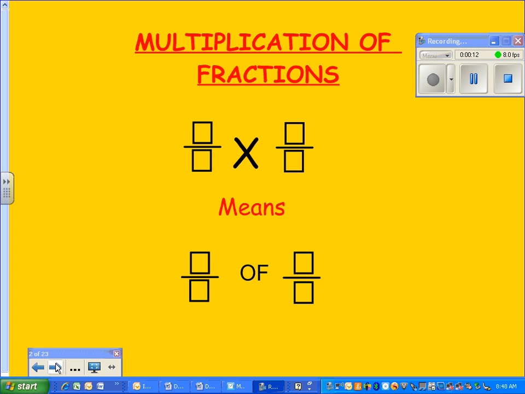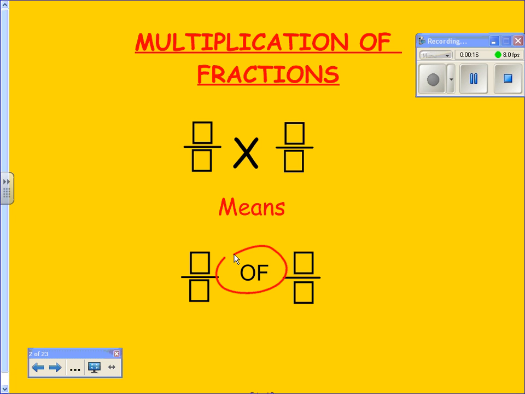One thing that I want to point out is that whenever you're doing word problems with multiplying fractions, the word "of" means to multiply. So if I said, what is two-thirds of 5, that would mean 2/3 times 5.